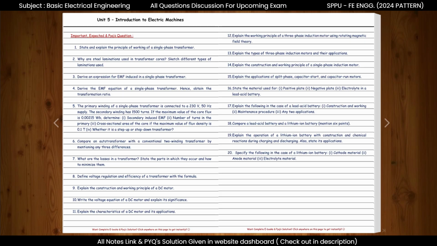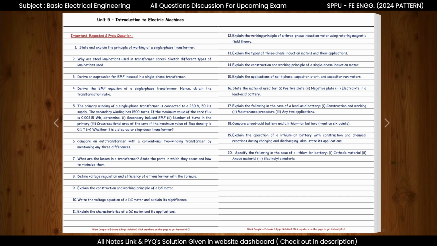Alright, let's move on to our next important topic. Define voltage regulation and efficiency of a transformer with the formula. Voltage regulation shows the change in secondary voltage from no load to full load condition expressed as a percentage. Efficiency is the ratio of output power to input power, showing how much energy is effectively delivered.